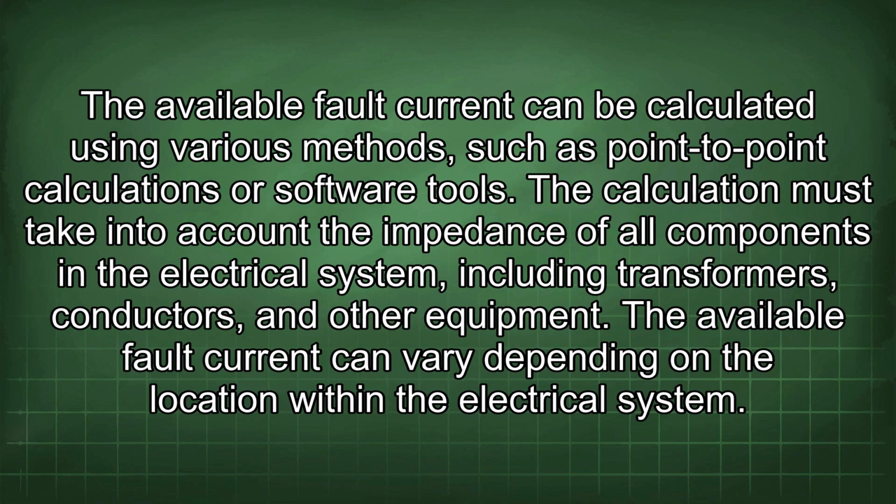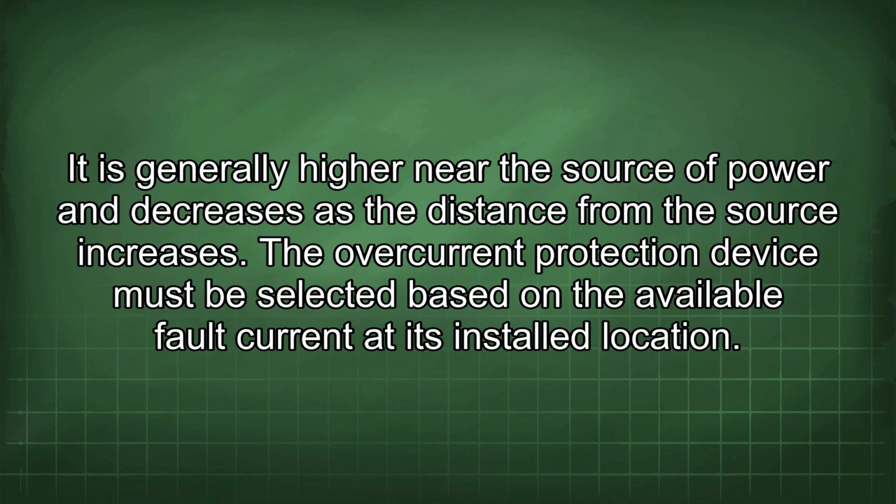The available fault current can be calculated using various methods, such as point-to-point calculations or software tools. The calculation must take into account the impedance of all components in the electrical system, including transformers, conductors, and other equipment. The available fault current can vary depending on the location within the electrical system. It is generally higher near the source of power and decreases as the distance from the source increases. The overcurrent protection device must be selected based on the available fault current at its installed location.